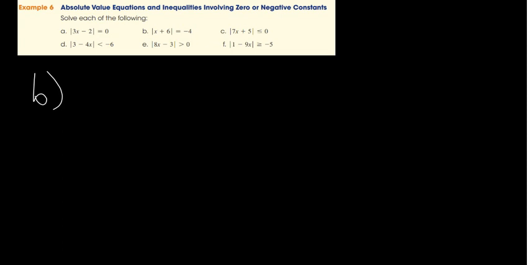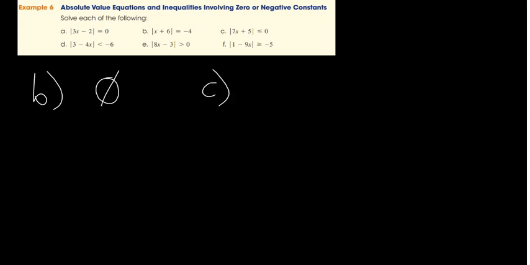So B, we have the absolute value of x plus 6 is equal to negative 4. That does not make sense. There's no absolute value of anything that will equal negative 4. So the solution set is going to be the empty set. You cannot solve for that. And then that kind of leads us into C, right?